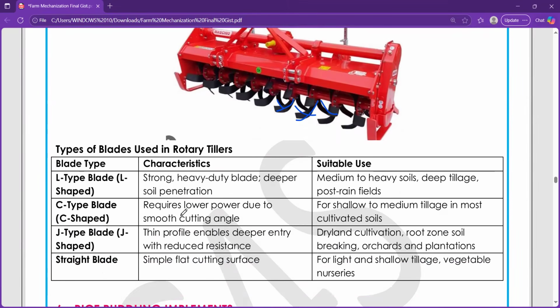Based on the blades, there are different types like L type blade, C type blade, J type blade, then straight blade. Let's just see the characteristics and suitability. The L type is generally used for strong or heavy duty. The C type is generally used for lower power or when you require a very smooth cutting angle. The J type is used in thin soil profile, which enables deeper entry with reduced resistance. Then we have straight blade, which is a simple flat cutting surface. And the suitability you can read from here.